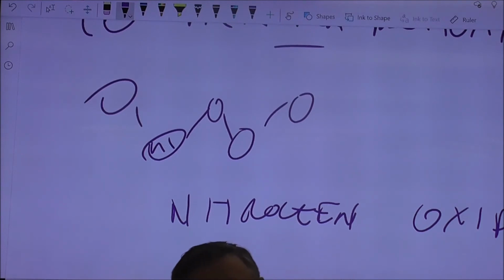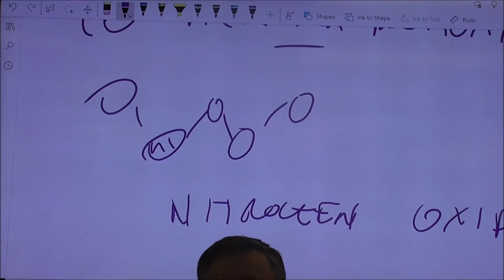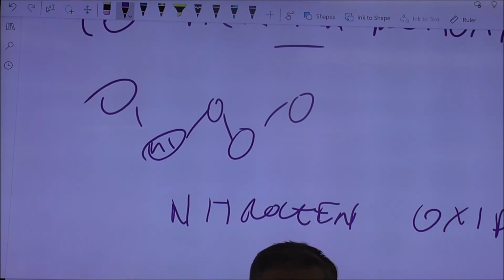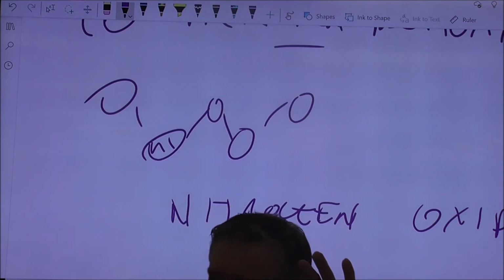So that means I've got to figure out how I'm going to name this. Here's the deal. The beauty of it is you don't have to worry about oxidation states. You don't have to worry about things adding up to equal 0. All you have to do is just name them. So I look at this and I've got two nitrogens. Okay, that's cool.